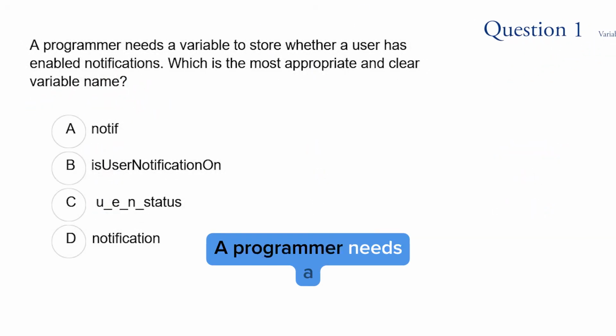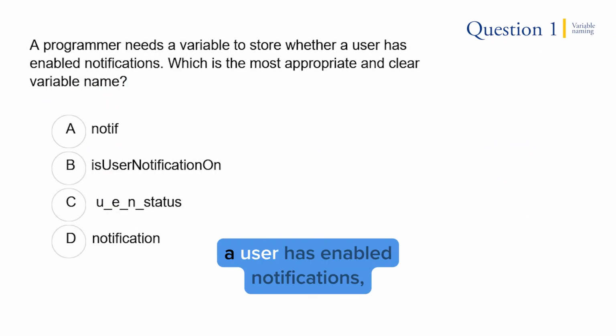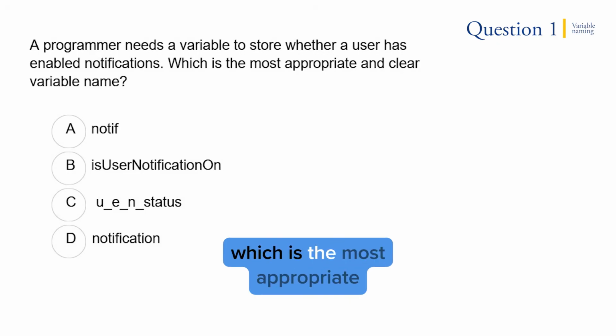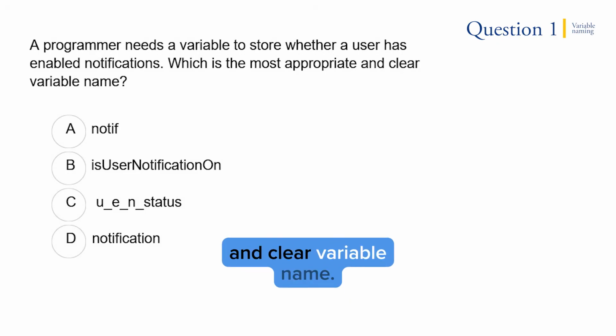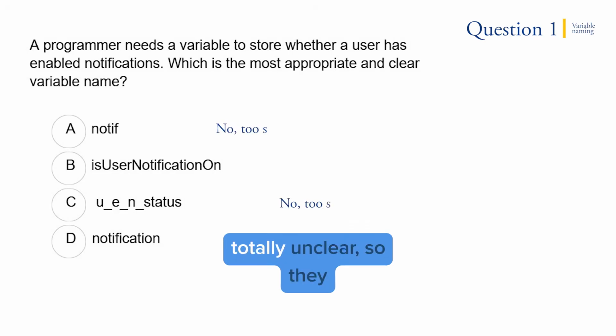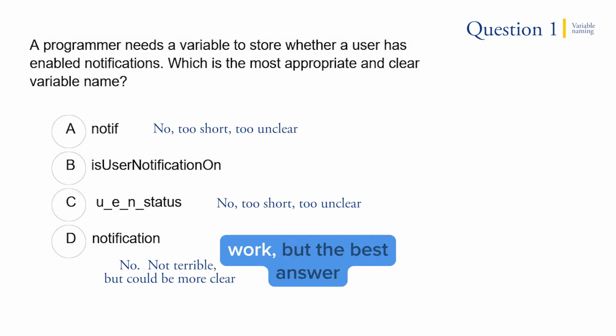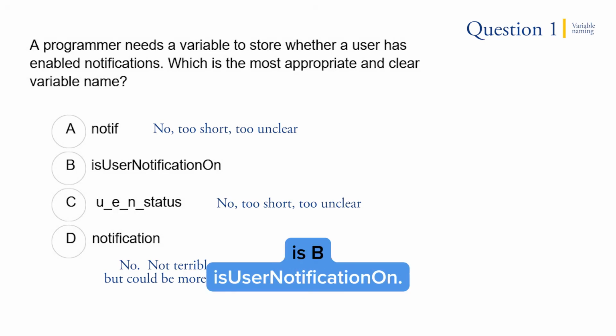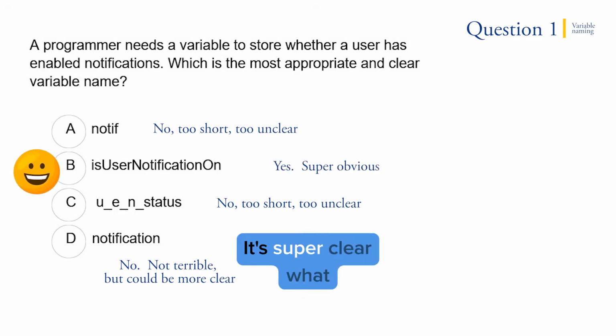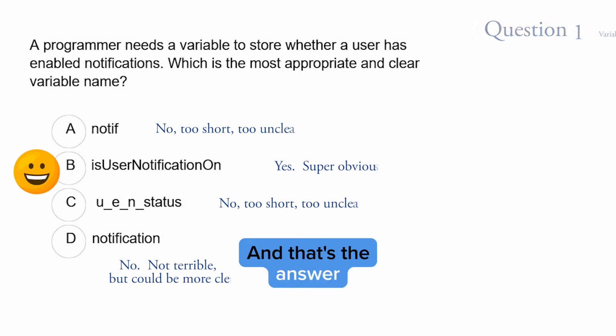A programmer needs a variable to store whether a user has enabled notifications. Which is the most appropriate and clear variable name? A and C are short but totally unclear, so they are not the answer. D, notification, could work, but the best answer is B, is user notification on. It's super clear what that stands for, and that's the answer you want.